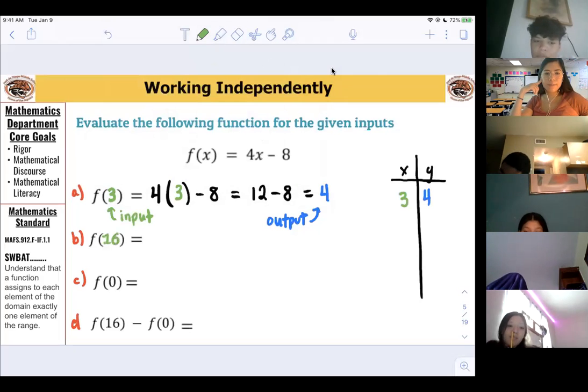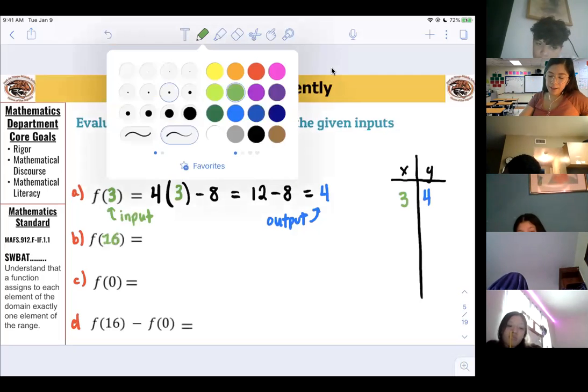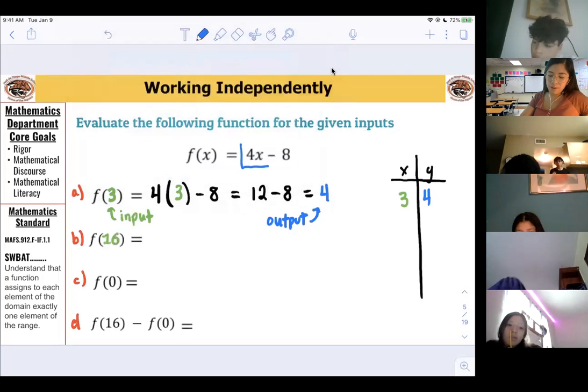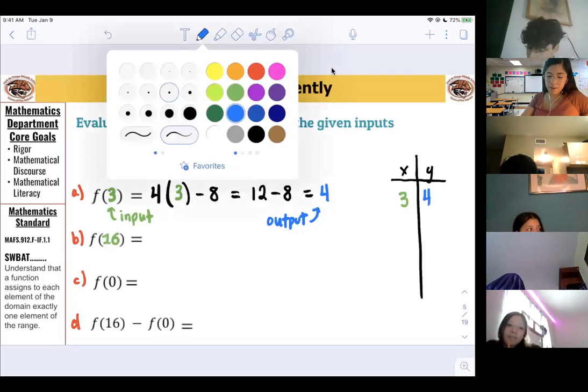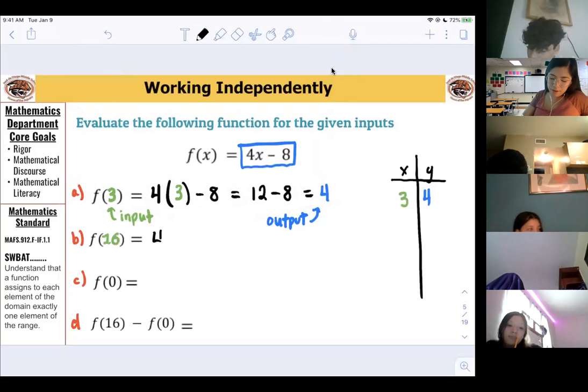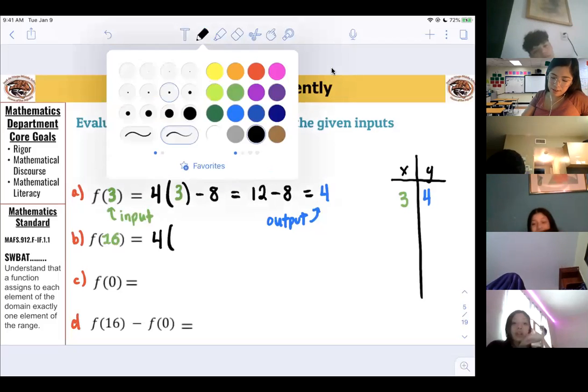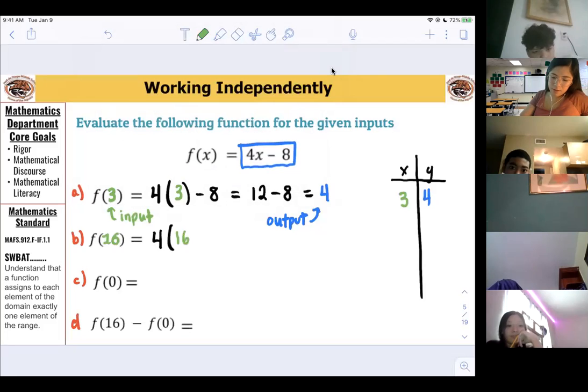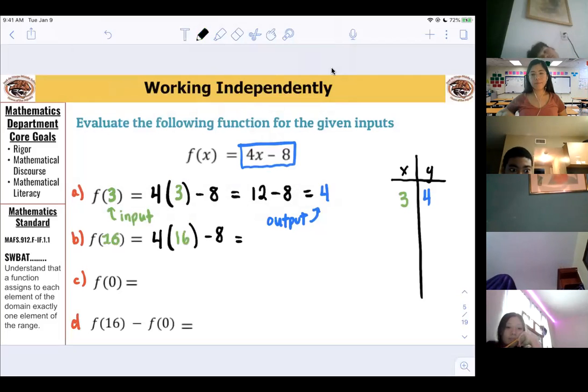What should I do here? Multiply it by 4. Right, so I'm going to plug it in to my rule. This is kind of like a rule, it tells me what to do. I'm going to plug it in, so I'm going to write it out: 4 times 16 minus 8. And see what you get.